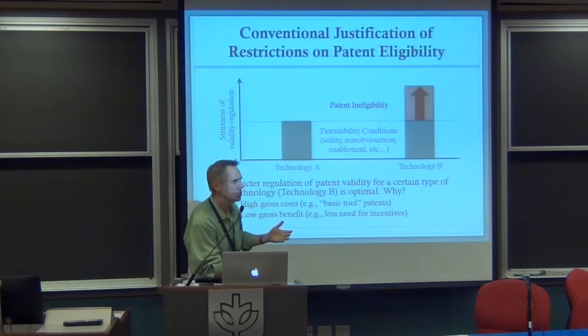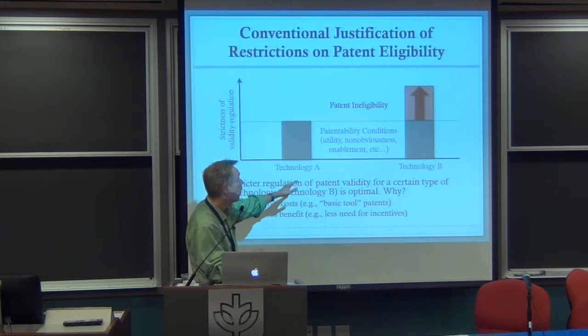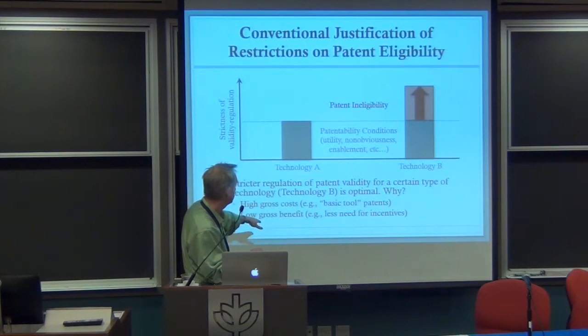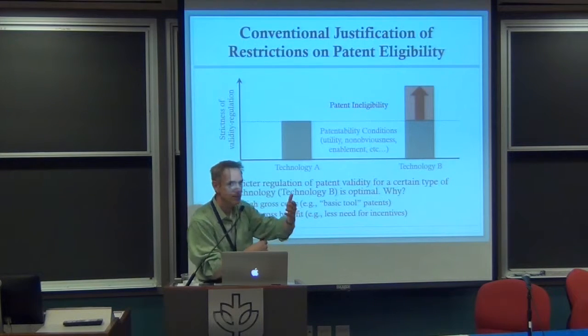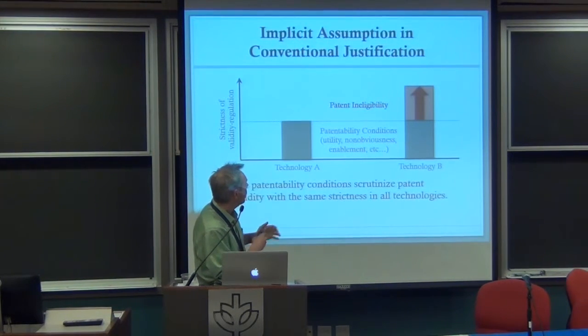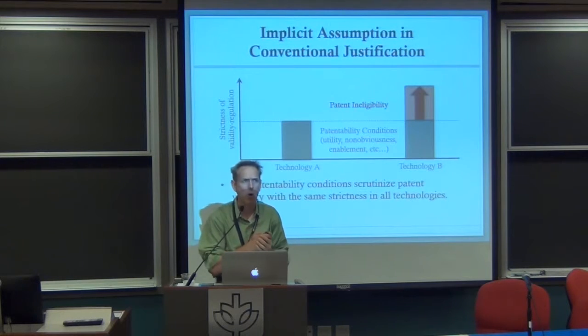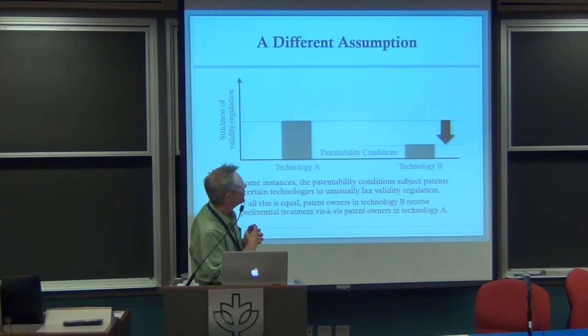And we look for justifications about why we might think that stricter regulation is appropriate. Maybe there's high gross costs from patents. Basic tool explanation. Maybe there's a low gross benefit. See Strandburg, who's going to be talking later today. However, there's an assumption in this conventional justification, which is the patentability conditions really can do the same job in all different technologies. What if we take a different assumption?